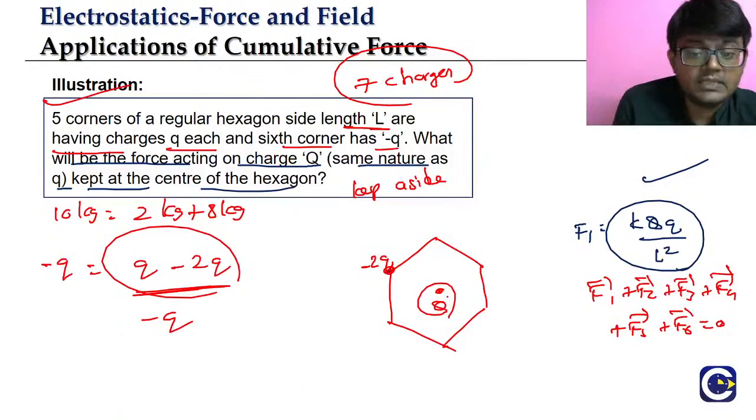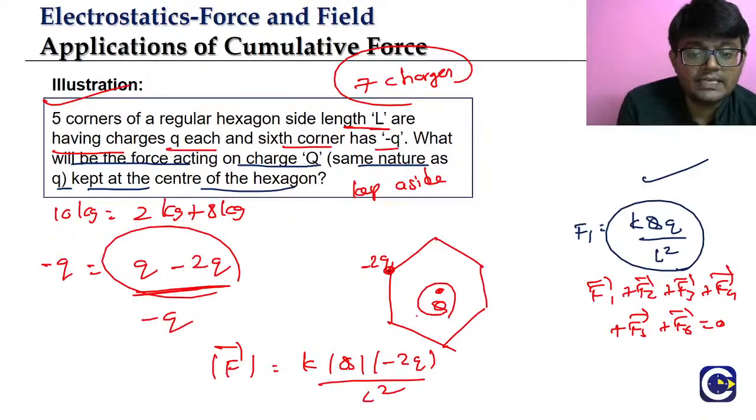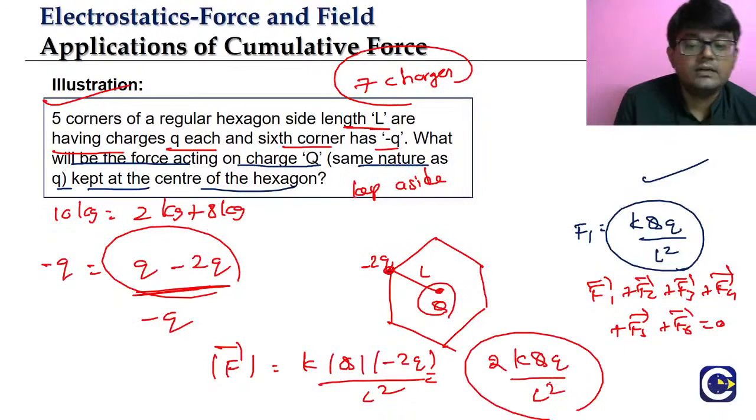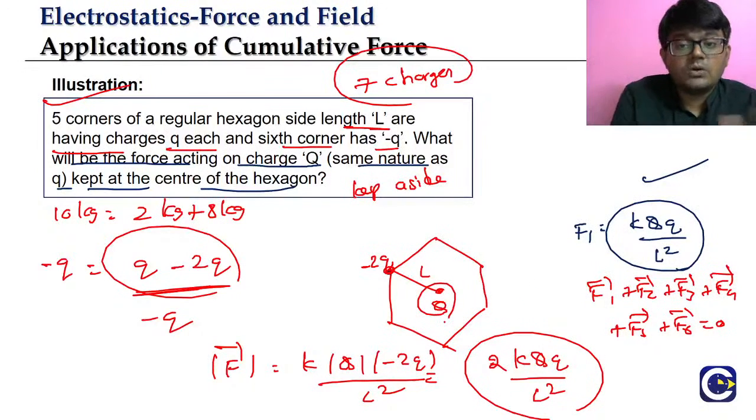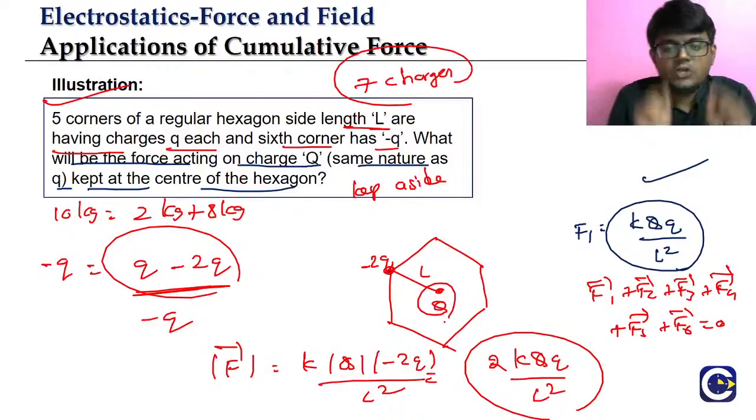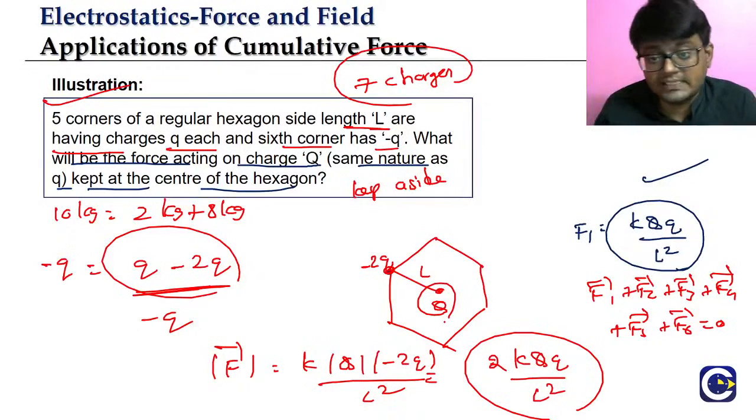That is the only force that will remain, acting on the center charge. So what will be the force magnitude? The force magnitude is k into modulus of q into modulus of minus 2q, by the distance l squared. Taking the modulus, the absolute value, it will be 2kq squared by l squared. This is the total resultant force acting on the charge at the center.